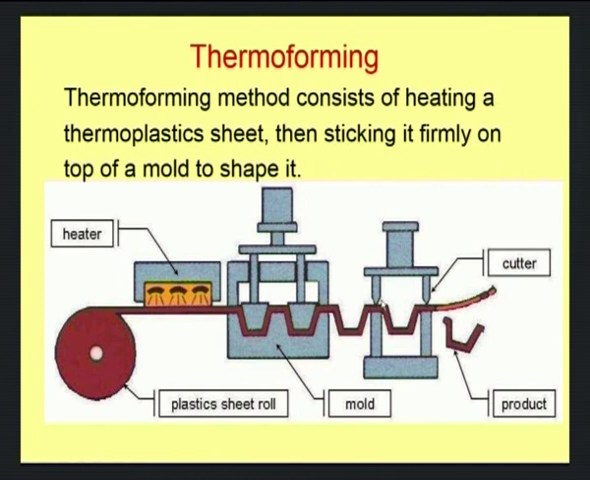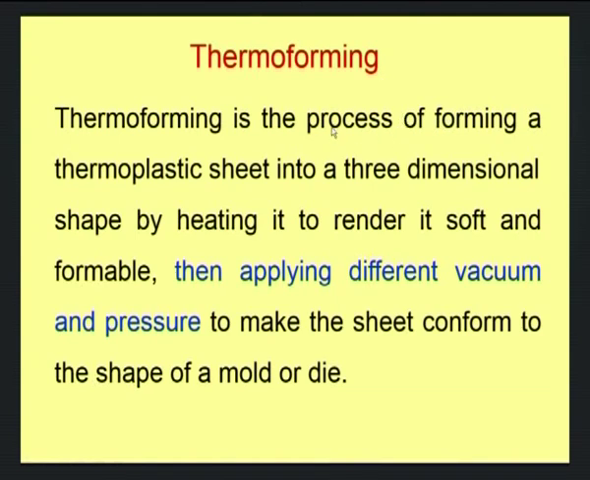Then a cutter is used to cut as per the requirement, and finally the product is ejected out. So, this is how thermoforming is done. Now, if you look into the definition, thermoforming is the process of forming a thermoplastic sheet into a three-dimensional shape by heating it to render it more soft and formable, then applying vacuum and pressure to make the sheet conform to the shape of a mold or die.